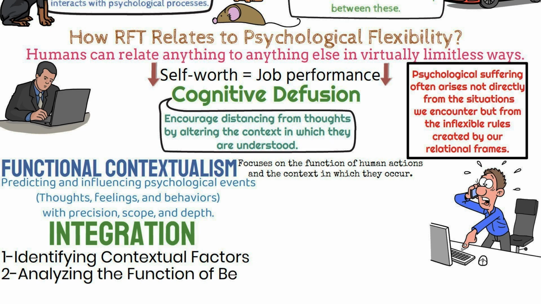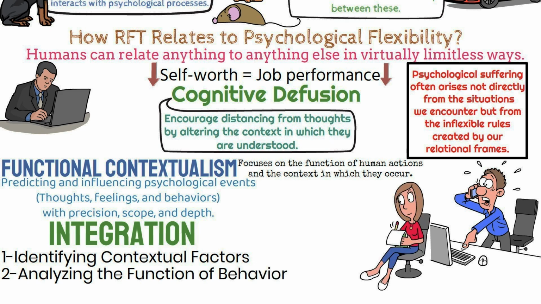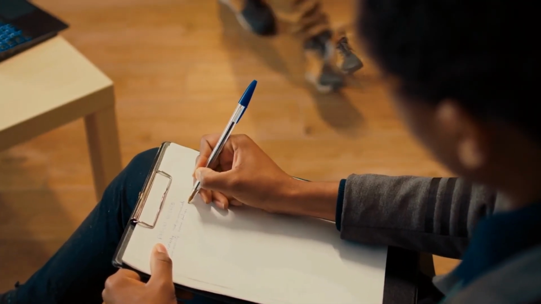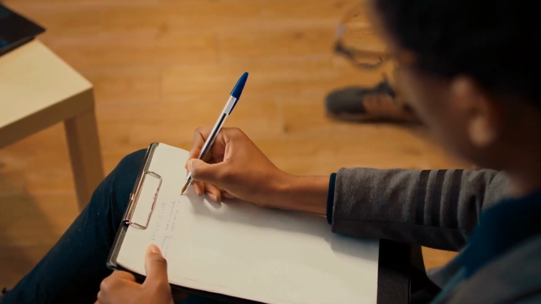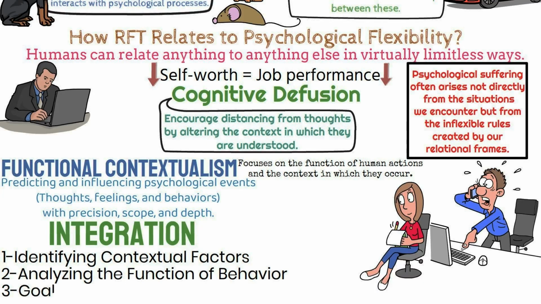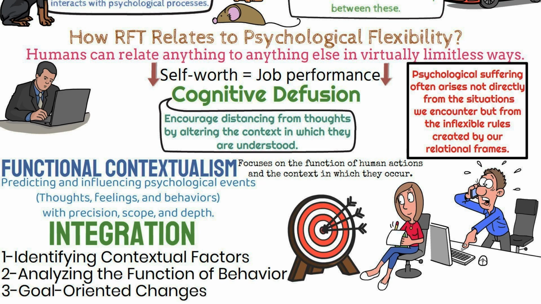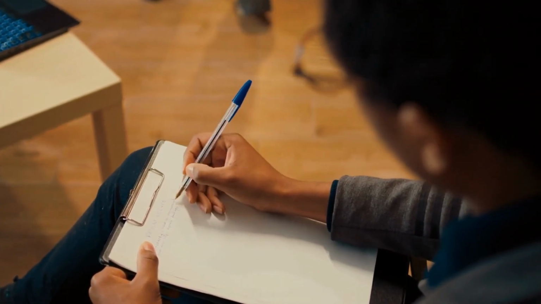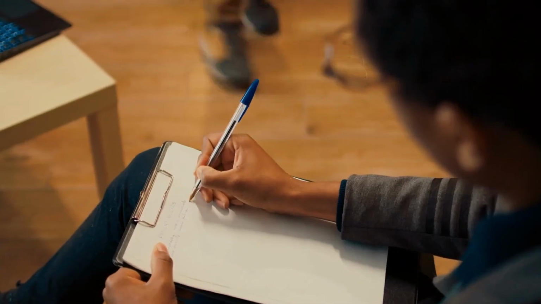Clients learn to recognize the function that specific behaviors serve in their lives, such as how avoidance behaviors might temporarily reduce anxiety, but prevent meaningful engagement with life in the long term. Goal-oriented changes. Changes are encouraged not just for the sake of change, but to align more closely with the client's chosen values and to effectively move toward their goals within their specific life context.